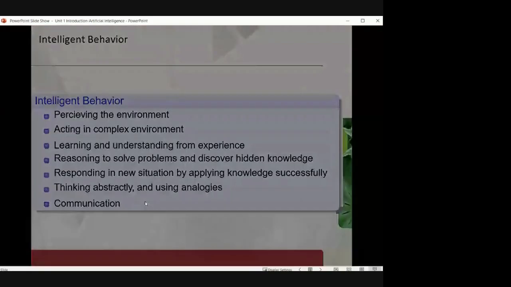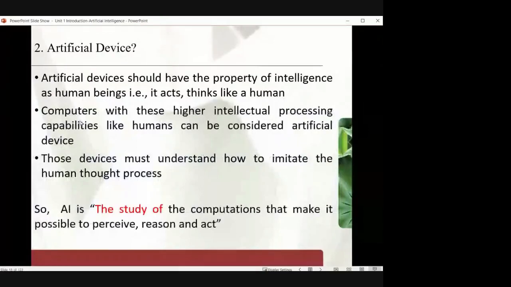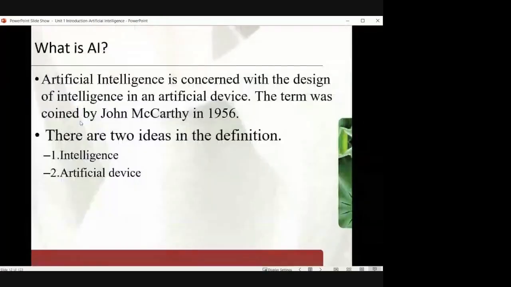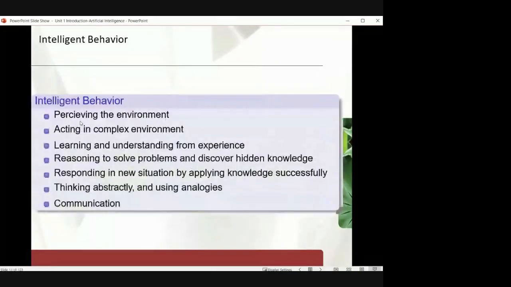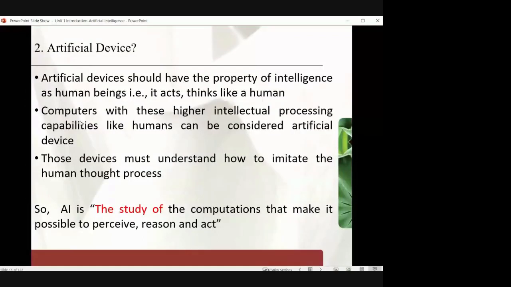What is the another term? So see, in a definition we have 2 terms, that is intelligence and artificial device. So intelligence क्या है वो हमें समझ में आया. Now we will see what is artificial device. Artificial device, the term itself says man-made device. Okay, so the device should have the property of intelligence as a human being. It acts and thinks like a human. A computer with this high intellectual processing capability like a human can be considered an artificial device.